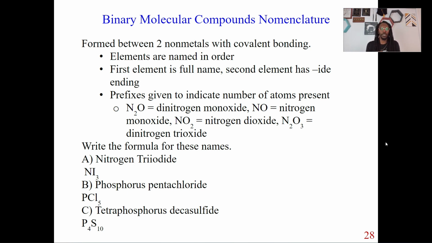What we're going to see here is, to be honest, writing formulas and naming molecular compounds, I find easier than ionic compounds. Ionic compounds take a little bit more practice and work. Of course, you need to practice and work with these as well, but you can tell it's a lot easier to write the formulas when you're given a name here. Make sure you guys continue to practice.